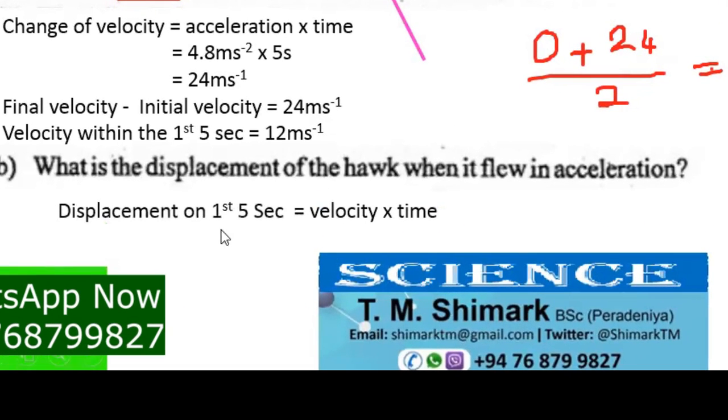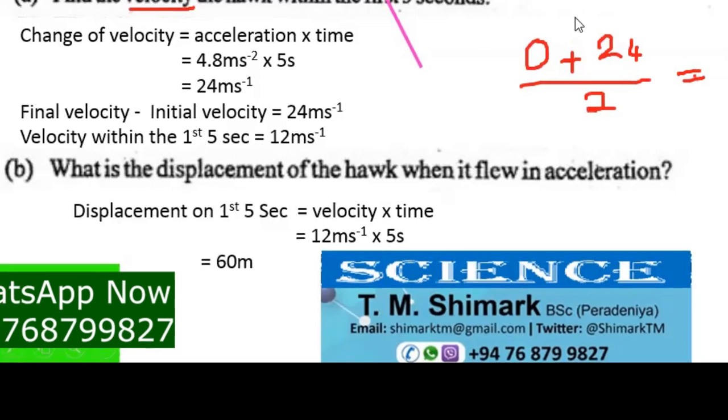So displacement in the first 5 seconds equals velocity into time. Velocity is 12 meters per second into time, which is given, so it's going to be 60 meters. It got displaced 60 meters within the first 5 seconds.